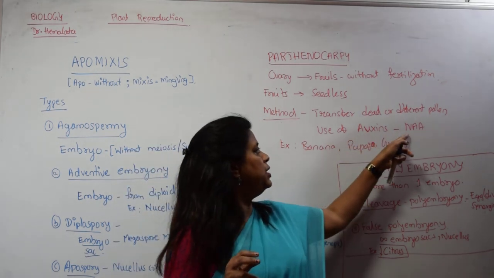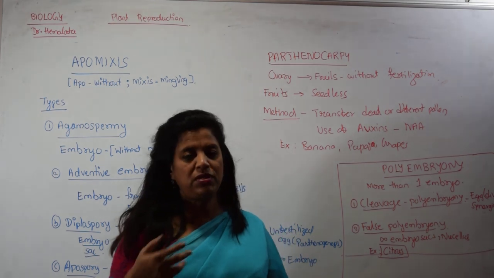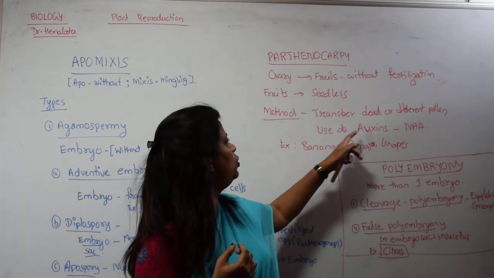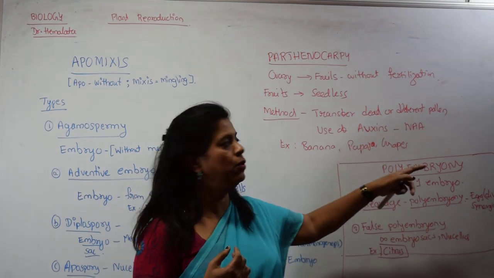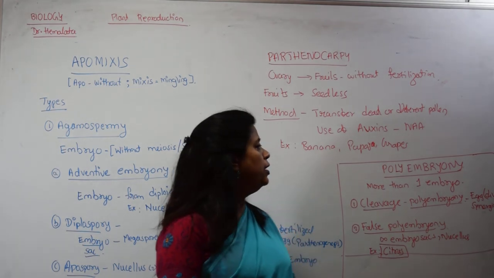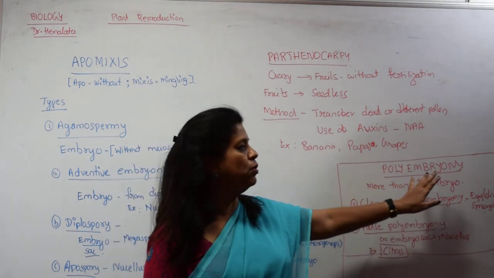One example is NAA. I hope you know this. NAA is naphthalene acetic acid, a type of auxin. This is going to induce parthenocarpy. The examples are banana, papaya and grapes. Okay, and the last part is polyembryony.